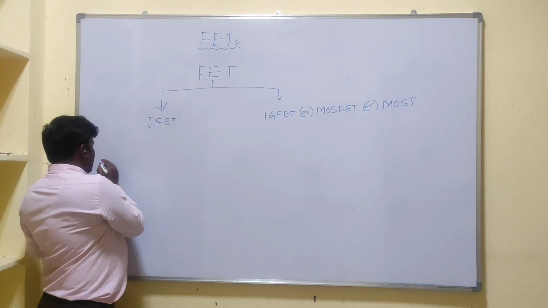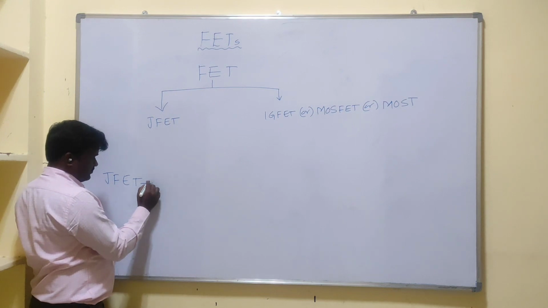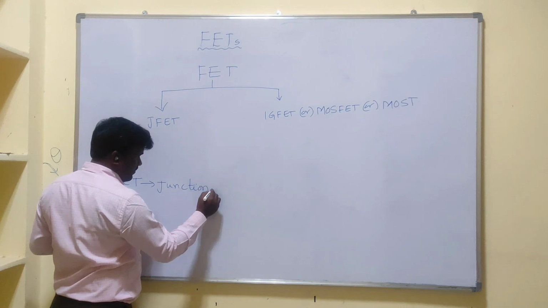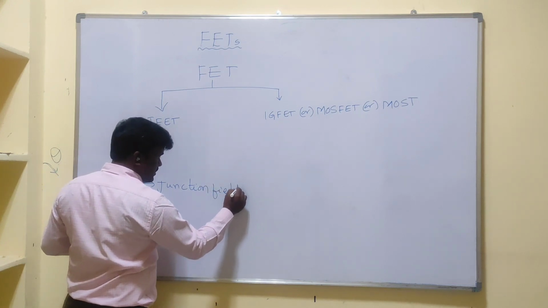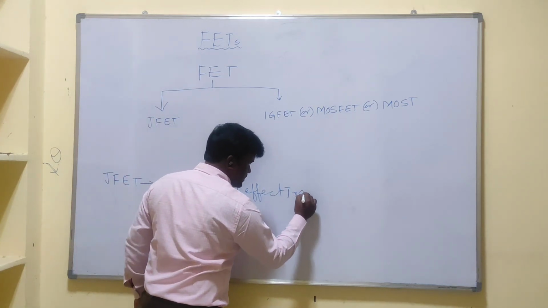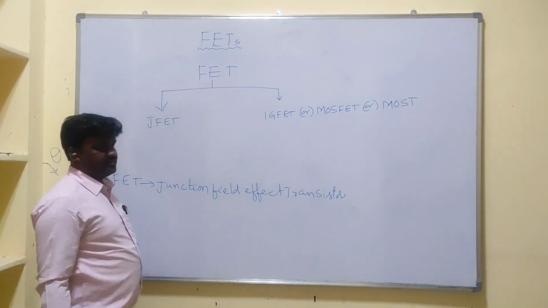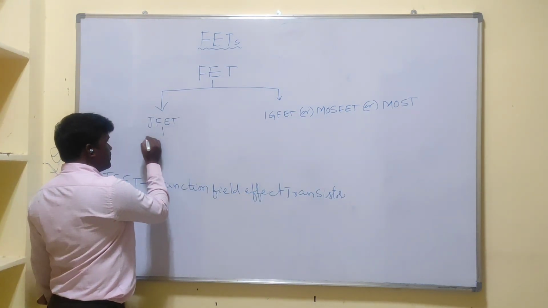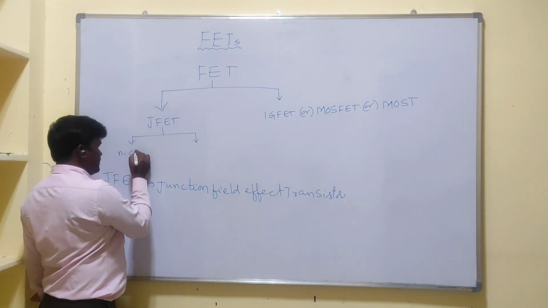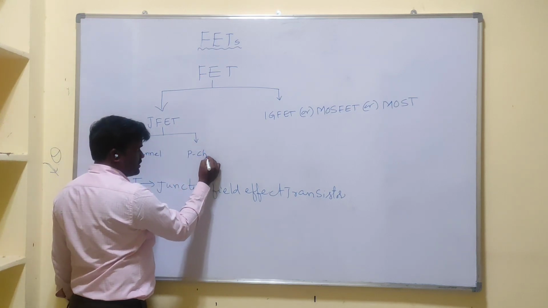JFET means junction field effect transistor. As I already told, FET means field effect transistor. JFET means junction field effect transistor. In this we have two types: N channel JFET and P channel JFET.